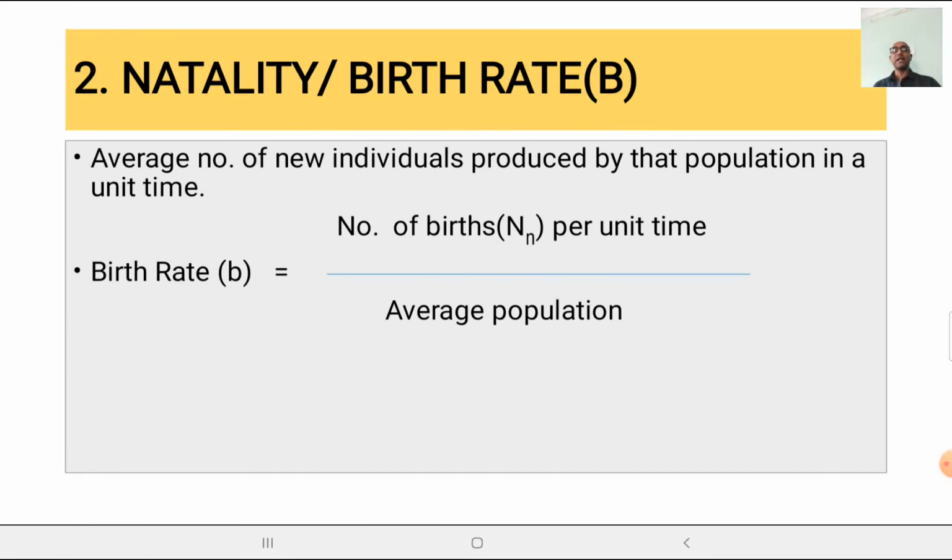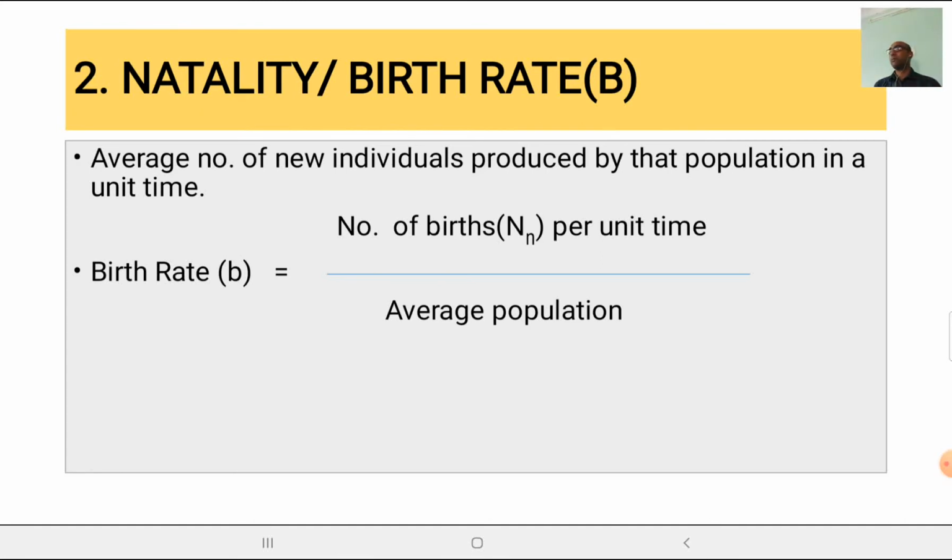Got it? Maximum number of births under ideal environmental conditions. This is what your maximum natality, or potential natality, is. Then, as far as your realized natality or ecological natality is concerned, it is the actual number of births. That was the maximum number of births, but here it is the actual number of births under particular environmental conditions.